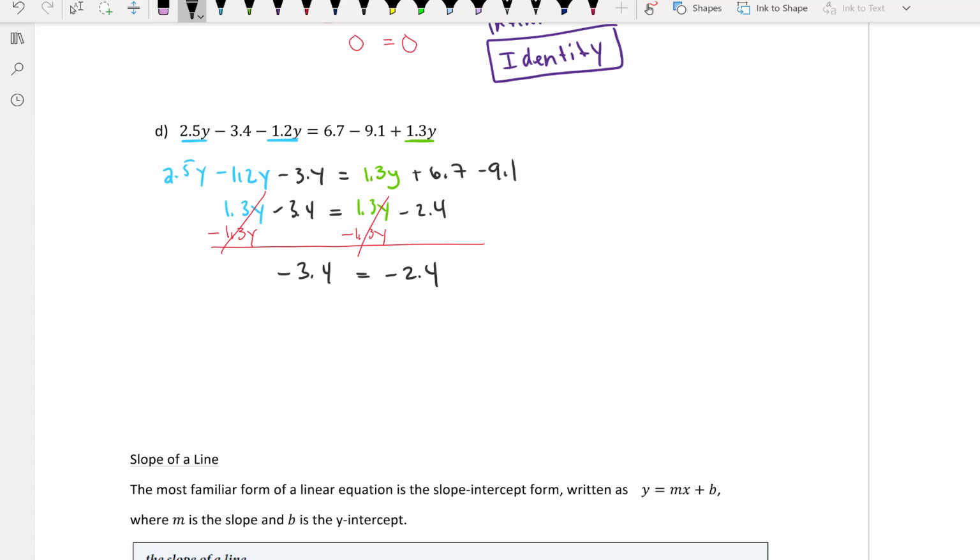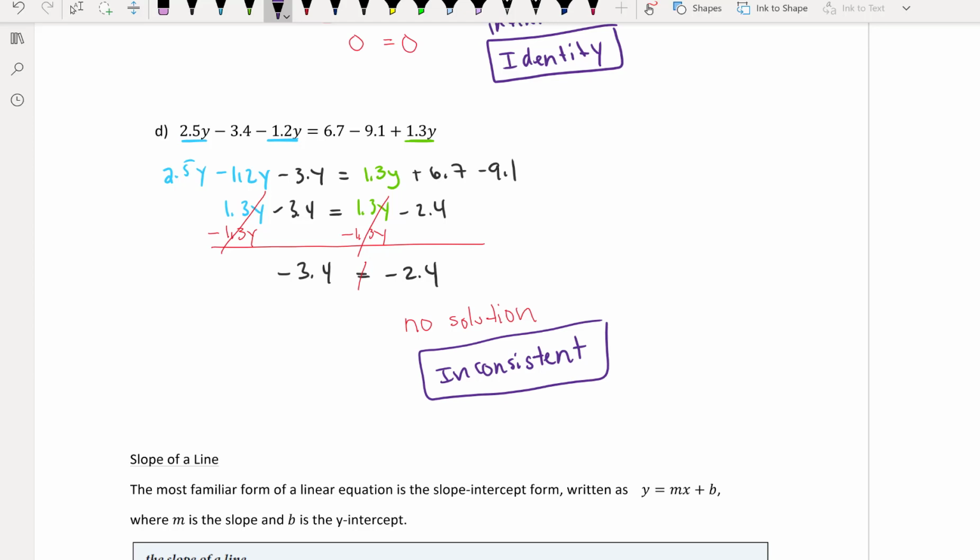Can it be possible that two numbers that are different be exactly the same? No. So in this case, you're going to say no solution, which tells us that the classification is going to be inconsistent. It does not work out, it doesn't make any sense, so we are going to say inconsistent.